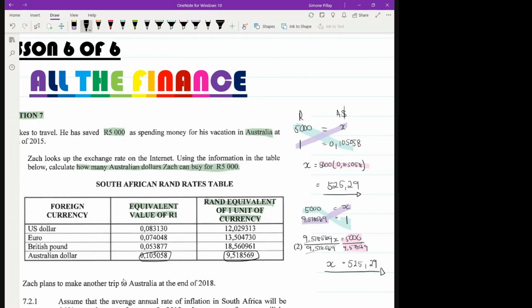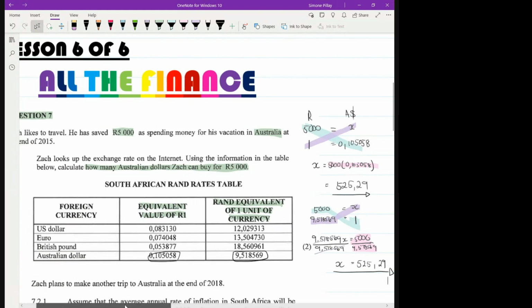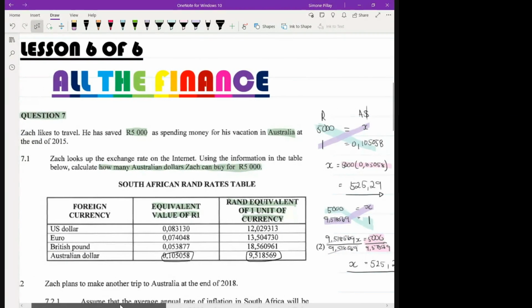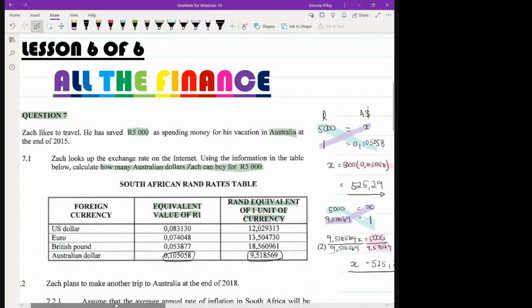So it doesn't matter which exchange rate you use, whether you use the direct or the indirect exchange rate. Remember on Monday, we did the exchange rate lesson where we spoke about what was a direct and what was an indirect exchange rate. So when you're given both, it doesn't really matter which exchange rate you use. As long as you set up your equation correctly, you'll get the answer you need to.